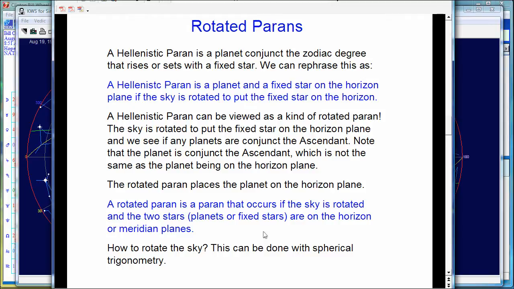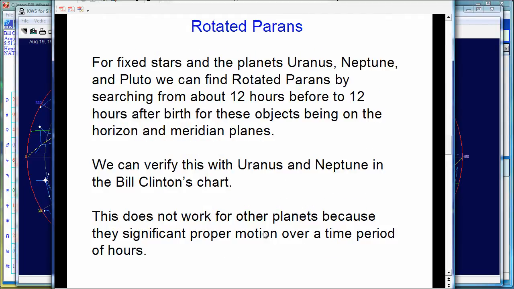And I've got it on this next slide. For the fixed stars and the outer planets Uranus, Neptune, and Pluto, we can find the rotated parans by searching from about 12 hours before to 12 hours after birth. So you just rotate the sky, and because they're not moving, they don't have any motion. I mean, Uranus, Neptune, and Pluto might move a few minutes a day, hardly at all, and the fixed stars even less. It's the parans that occur if you just move the chart back and forth. And I'll show you how we can verify that real quickly.